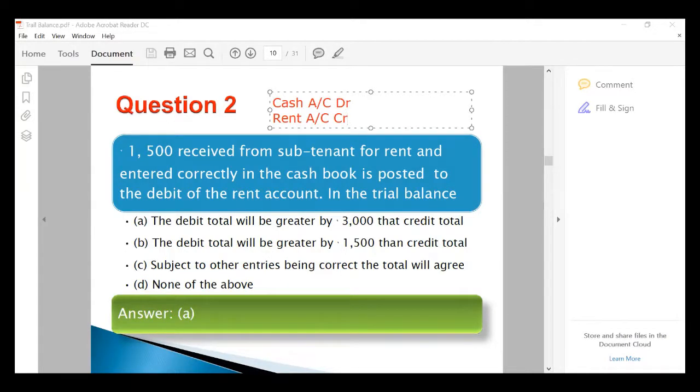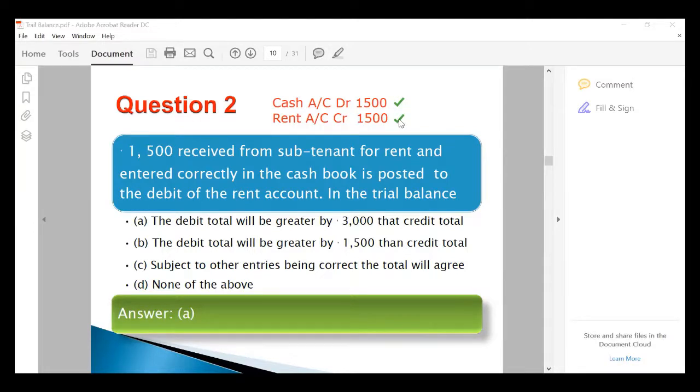But here 1500 received from subtenant for rent and entered correctly in the cash book is posted to the debit of the rent account. So here instead of crediting rent account, you have debited. So cash account also debited, rent account also debited. So 1500 here. This is a correct entry.